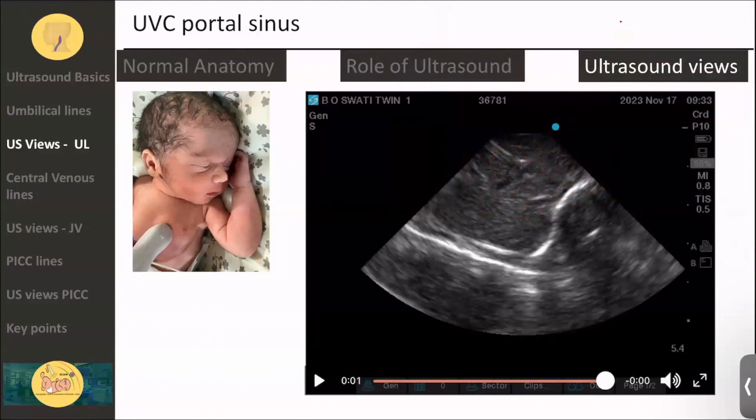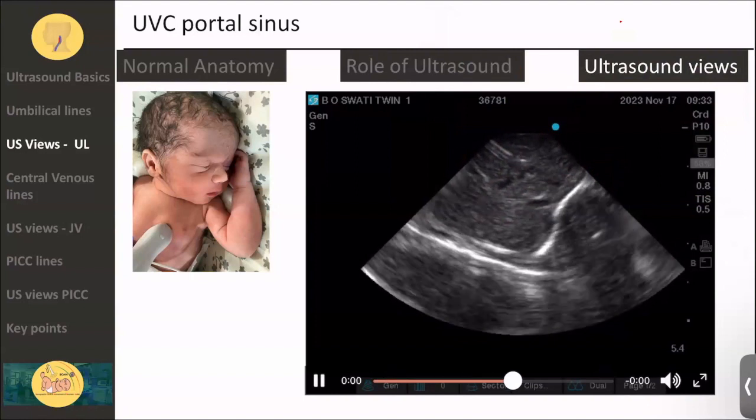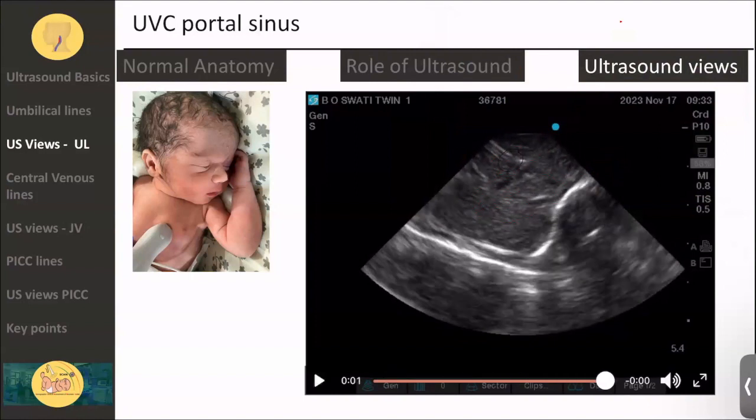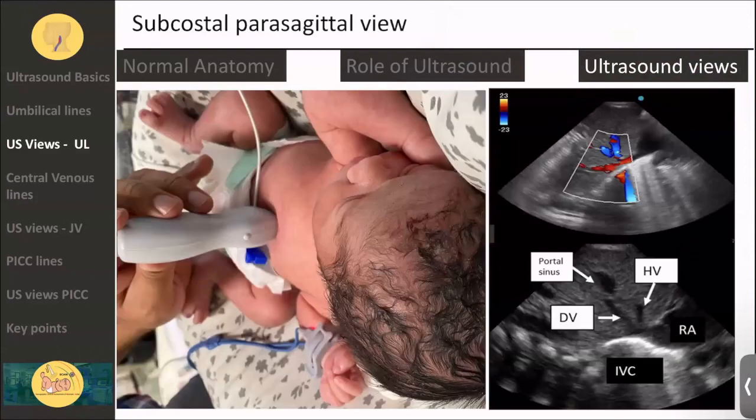So you can see that the line tip is located here. Okay. Now, this is what I was trying to tell you.